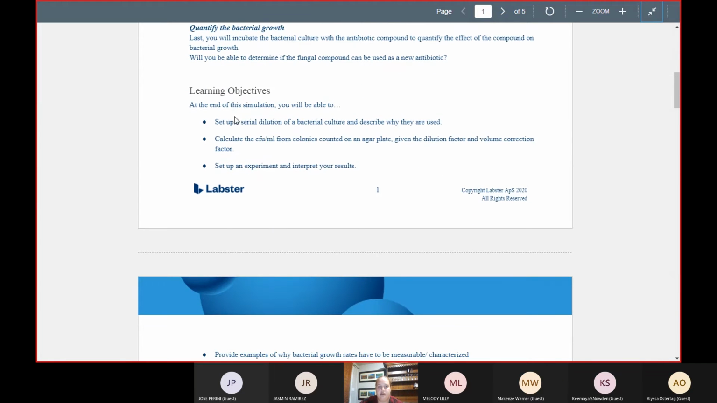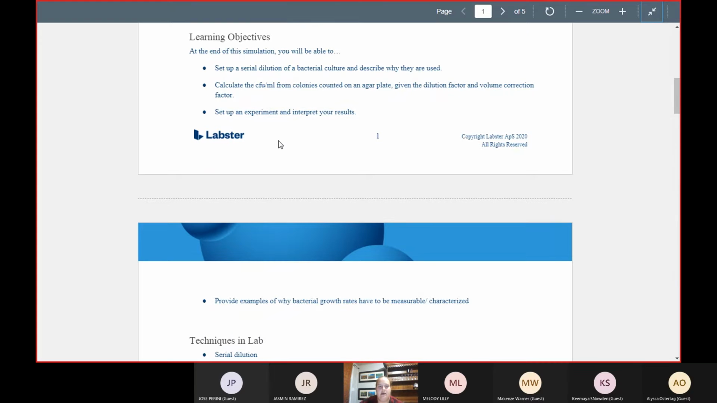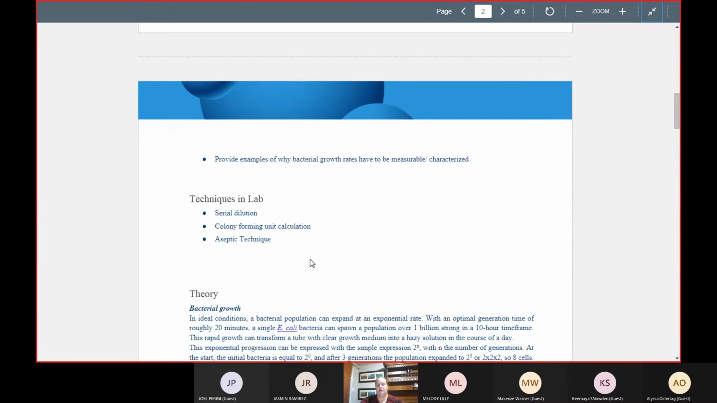So the learning objectives for these are setting up a serial dilution, and we're going to talk about what a serial dilution is. We're going to talk about how to calculate CFUs per milliliter, or colony forming units per milliliter, given a dilution factor and a volume, as well as the number of colonies. And then you guys are going to practice setting up these experiments and answering some questions as to why this is important within the simulation itself.